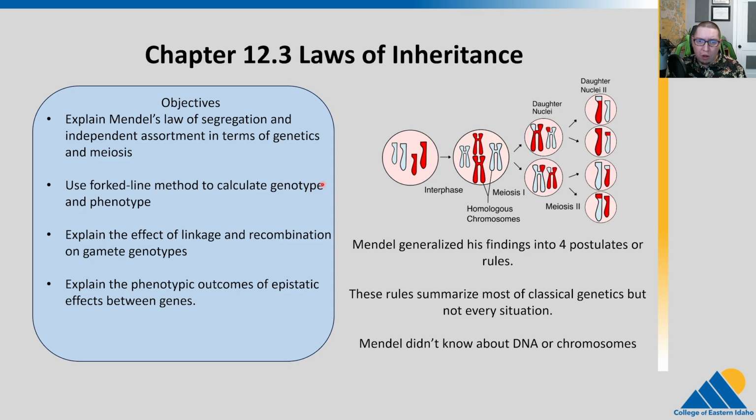They're basically rules of genetics, and the rules summarize most of what we call classical genetics. They don't handle every situation because he didn't know how this was actually occurring. He couldn't predict everything. So there are some caveats here. That's because Mendel didn't know about DNA or chromosomes. And it's actually interesting. Mendel's work was published, but not widely distributed. So much later, other people rediscovered his findings and his work. So he wasn't really recognized for his discoveries in his lifetime.